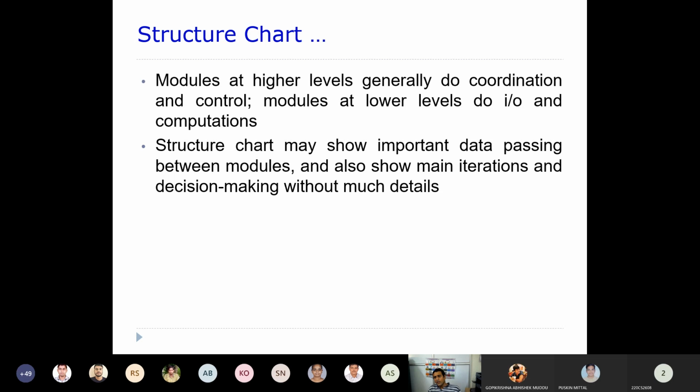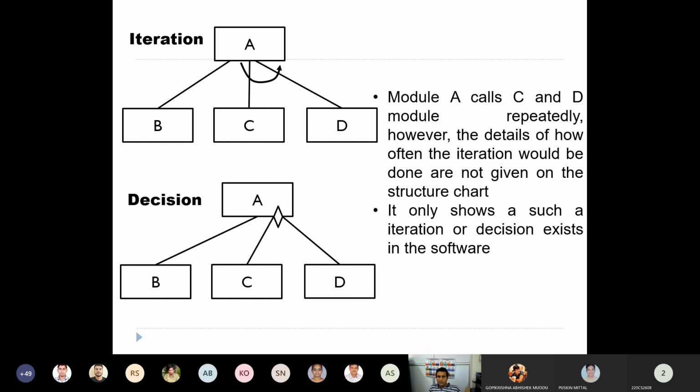Also, if any decision making is involved, let's say only if a certain condition happens should the module call the other module, that also needs to be shown in the structure chart. This can be represented through this sort of diagram. You can see a loop here, which means module A is going to call modules C and D several times. Module A calls C and D repeatedly.